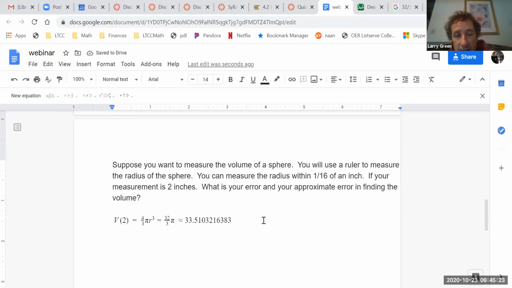Any questions so far? Okay, that's one way of finding the volume. What's another way of approximating the volume? Okay. And actually, that's the volume. That's not what I want to say. How about the error? Error in the volume. And how do we get that?